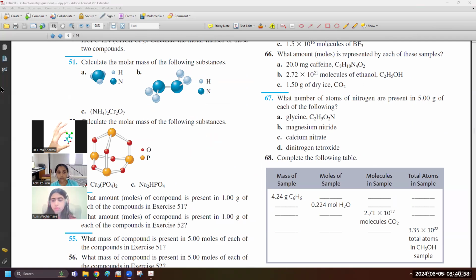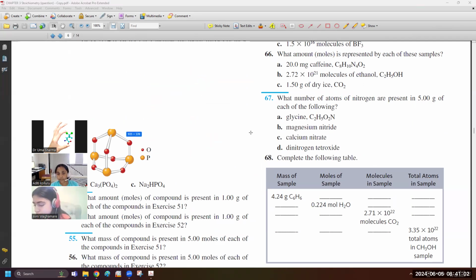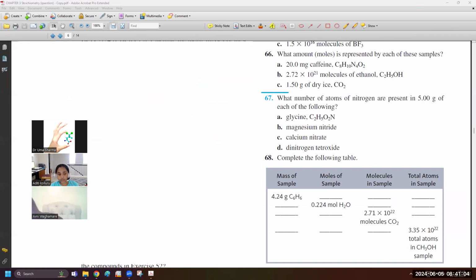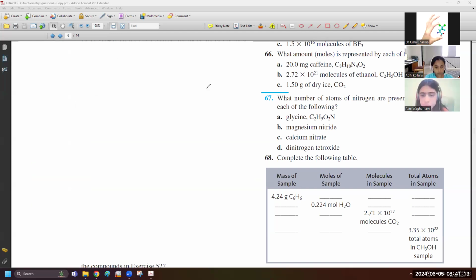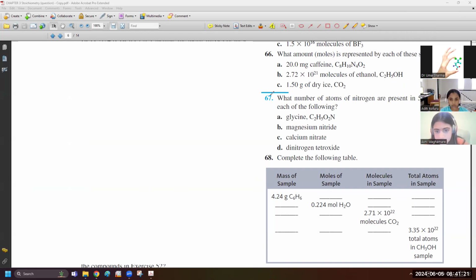Okay, 1 second. Let me create some space where I can write. So let's write here. Planning. How to start? Start with what is given to you. So what is given to us? 20 milligrams? Is it milligrams? Question 67, dear.